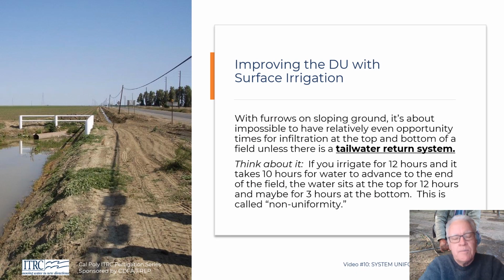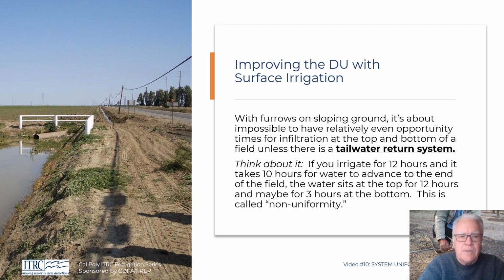Now here's the one that really is a stumbling block for a lot of farmers, and I understand why it is, but this is just a fact of life. If you want to get about the same amount of water into the soil at different spots in the field, you need the equivalent of the same pressure. In other words, you need the same opportunity time.